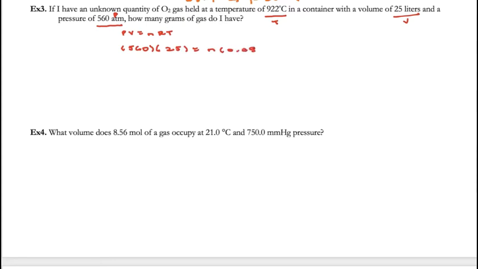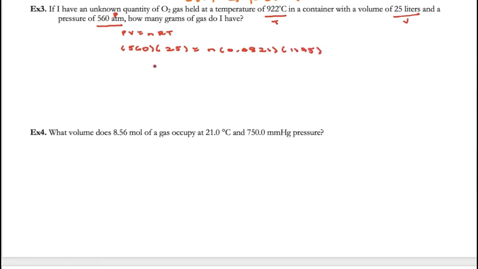My gas law constant is here. And then for my temperature, it has to be in Kelvin. Right now, I'm in degrees Celsius, so I need to take 922, add to that 273, and what I get is 1,195.